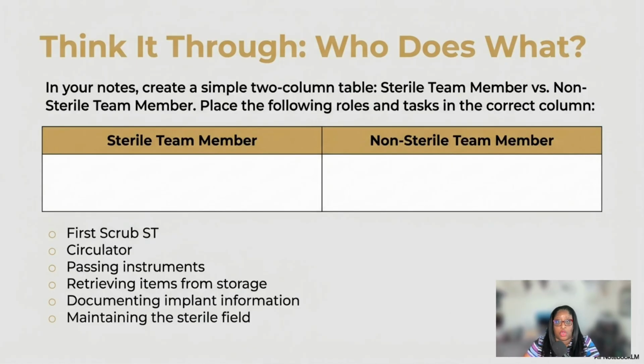Now we move into role differentiation. Again, this is not memorization. This is boundary recognition. In your notes, create a simple 2-column table. One column, you have your sterile team member. In the second column, you have your non-sterile team member. Place each listed responsibility in the correct column. Do not rush, because accuracy does matter.